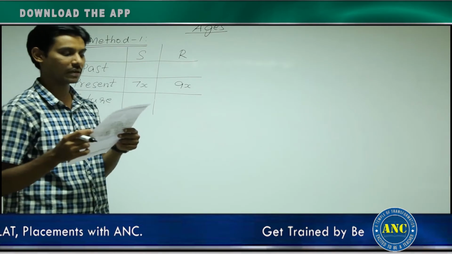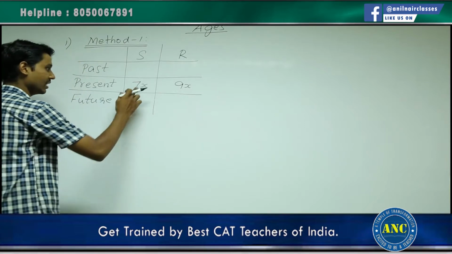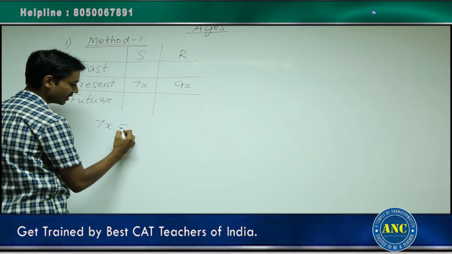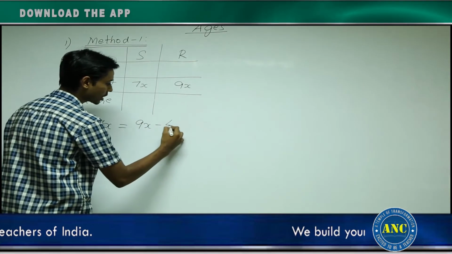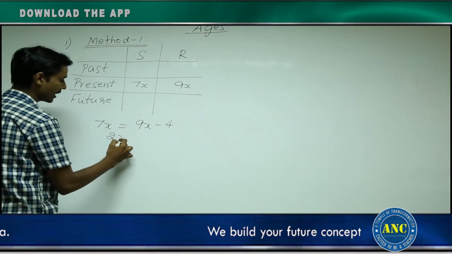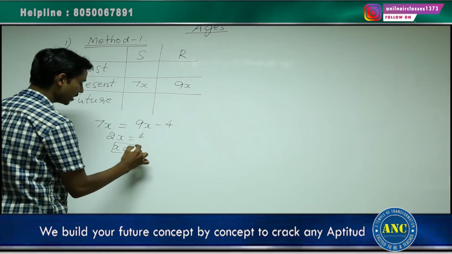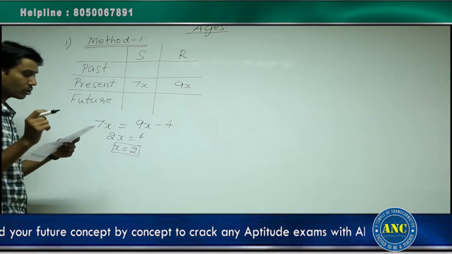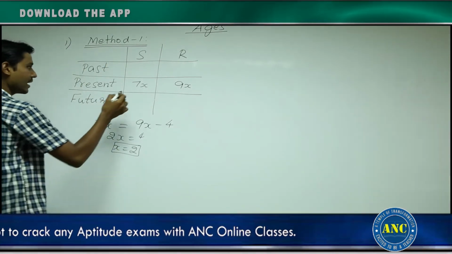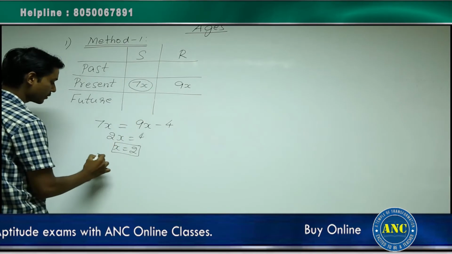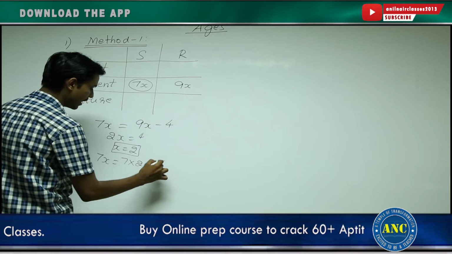What is the first statement telling us? Sachin is younger than Rahul by 4 years. That means 7x is equal to 9x minus 4. If I simplify, you will get 2x is equal to 4, so x is equal to 2. The question is asking, how old is Sachin? That means they are asking the age of Sachin. The age of Sachin is 7x, so it is 7 into 2, which is 14. The answer is 14 years.